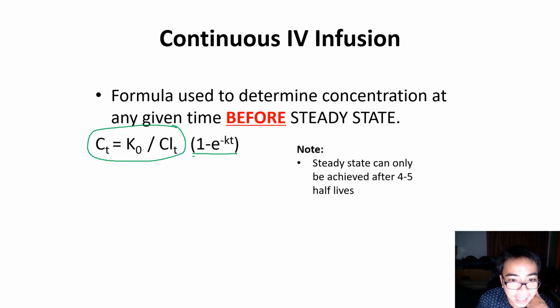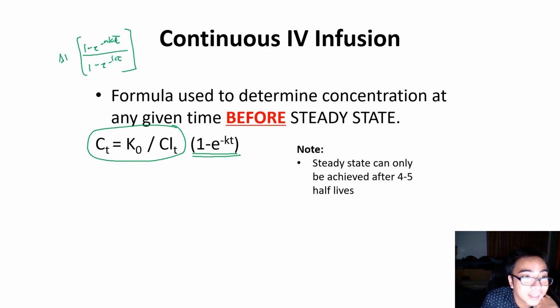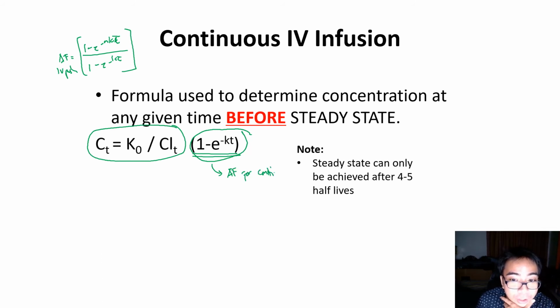Now, class, kanina, diba ang sabi natin, accumulation factor natin for bolus is 1 minus E negative N K-tau over 1 minus E negative K-tau. Yan yung accumulation factor natin for IV push. Okay? Isipin nyo na lang, class, itong value na to, itong 1 minus E negative KT, parang ito yung accumulation factor. This is accumulation factor for continuous IV infusion. Alright? Para hindi tayo nalilito.